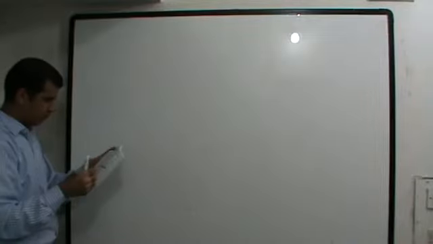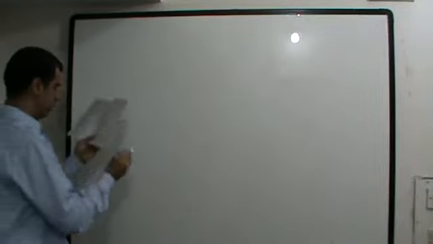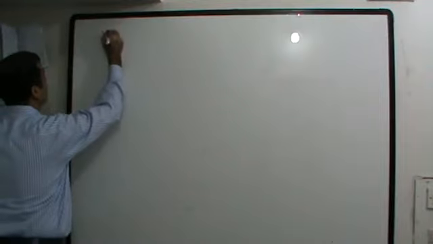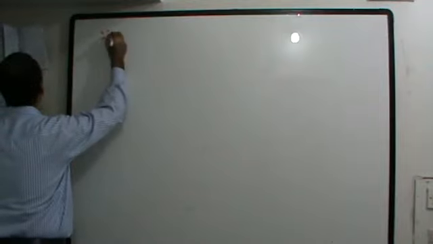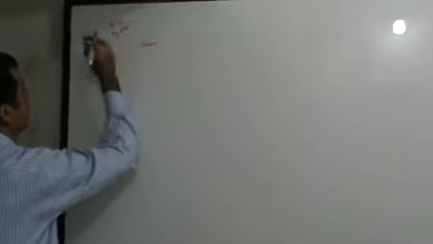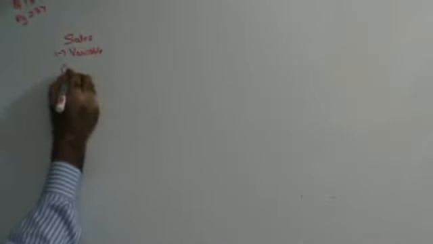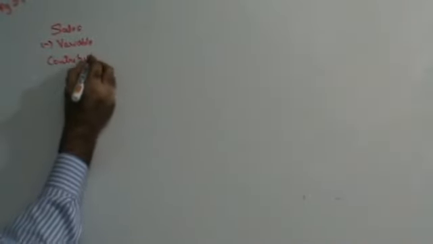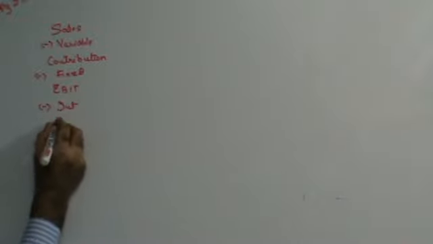We'll now do sum number 13, question number 13 on page 237. Okay, first let's make the format. Sales less variable cost gives you contribution, less fixed cost gives you EBIT, less interest gives you EBT, less tax gives you EAT.